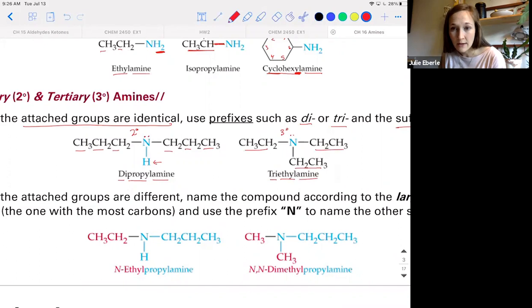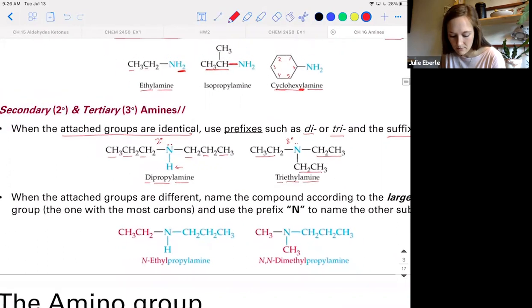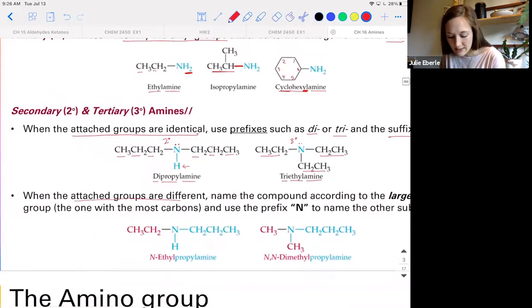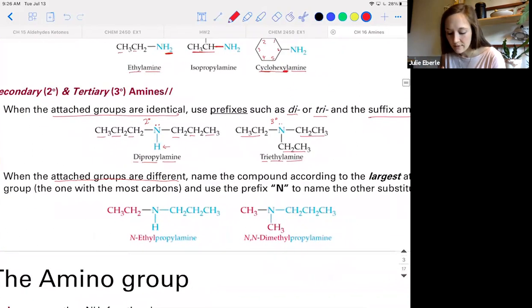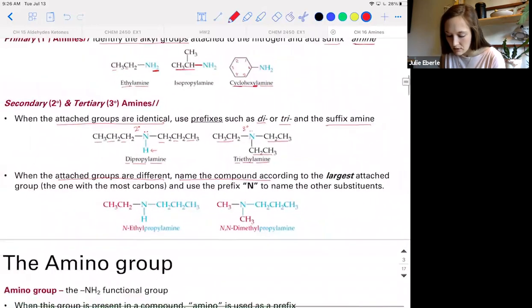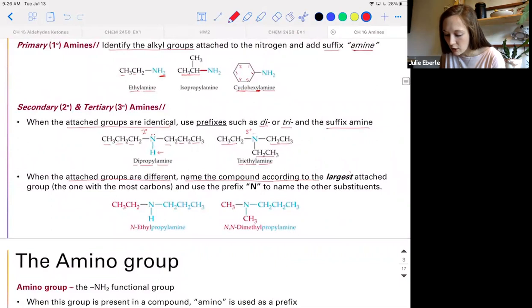Okay, now I know you're thinking, well, what if they're not the same? Well, when the attached groups are different, the rule is a little more specific. You're going to name the compound according to the largest attached group, the one that has the most carbons. And then you have to acknowledge that there are other groups as well, and you have to name those. You're going to use the prefix N to name the other substituents.